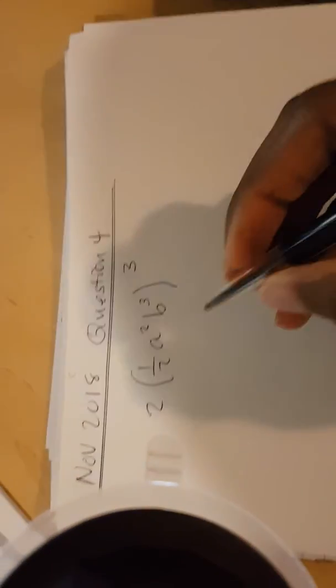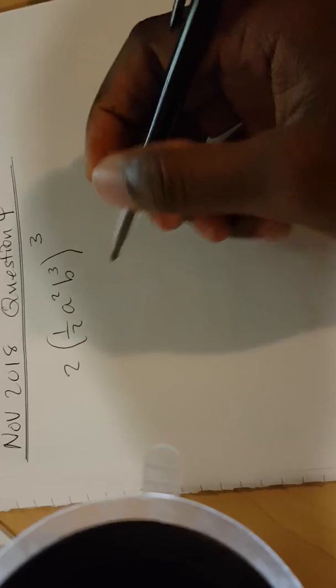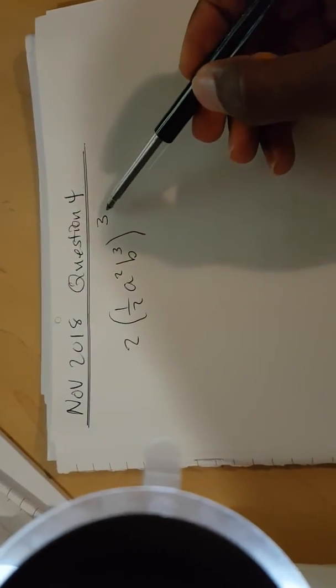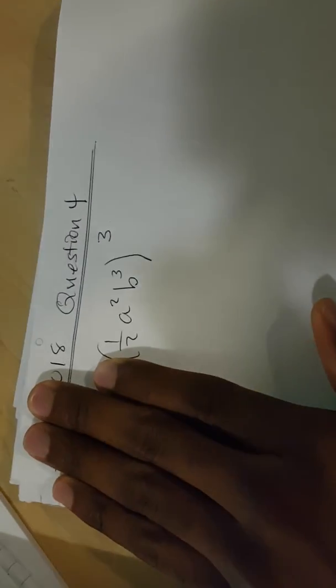Now let's move to November 2018, question number 4. So what's happening here? We have two things outside the bracket. We have an exponent and we have this number. Like I said, at first we should ignore the number and start using the exponent 3. So let's ignore this 2.